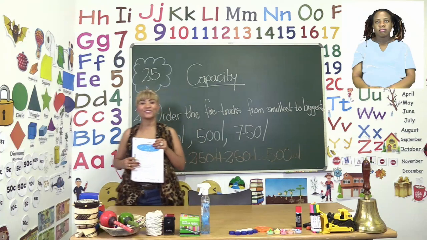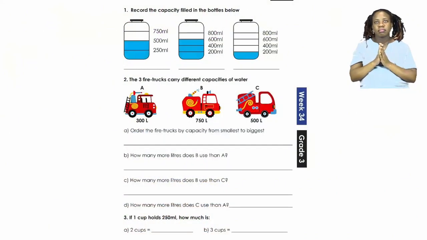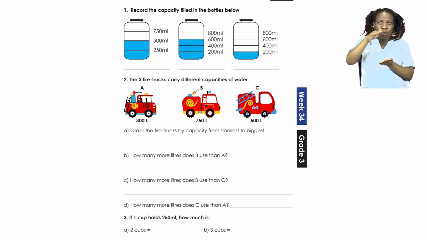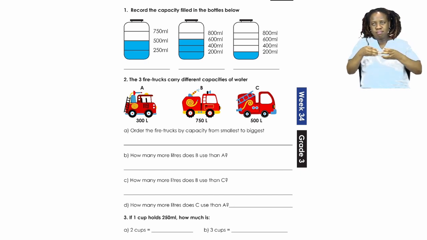Let's start this part of our lesson on page 25. Today we are doing measurement and we are focusing on capacity. Let's look at number 1. Number 1 says, record the capacity filled in the bottles below. Now remember, boys and girls, when we talk about capacity, we look at the amount of something.